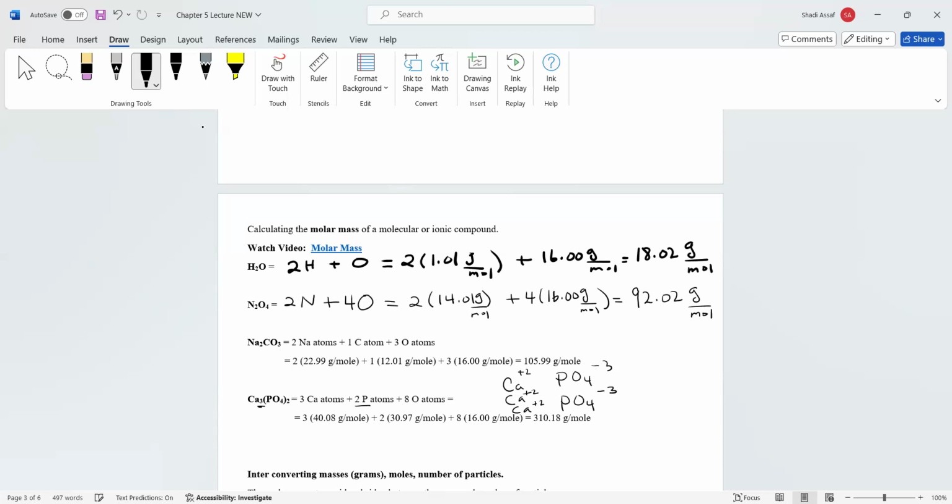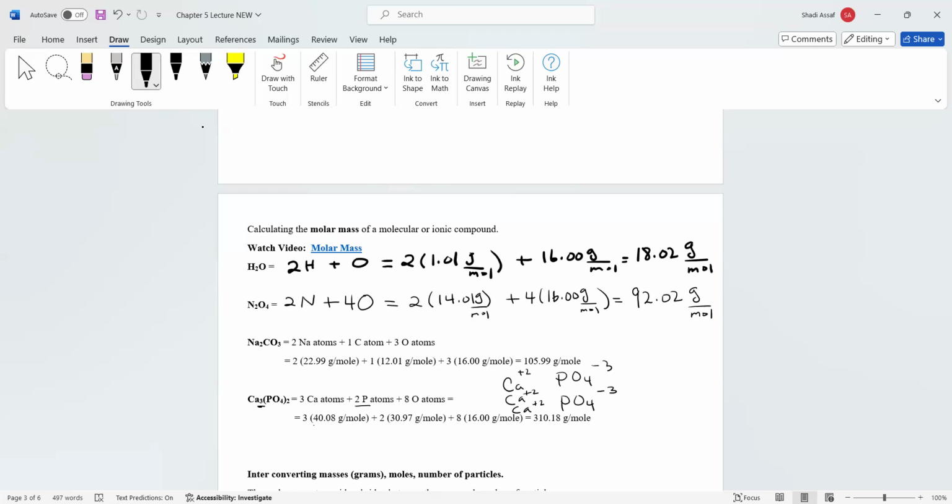So if you notice here, we have three calcium atoms, and we have two phosphorus atoms, and then we have four oxygen plus four, that's eight. So basically you distribute, right? That two applies to the phosphorus. So you have two phosphorus and two times four, which is eight oxygen atoms.